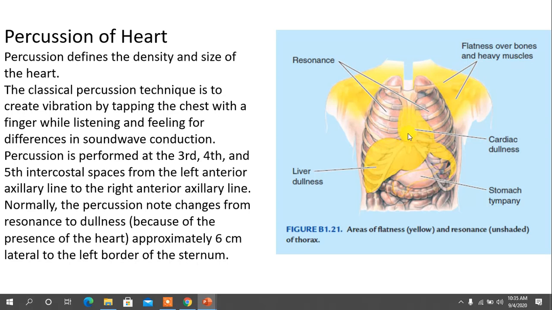The normal percussion note changes from resonance to dullness because of the presence of the heart, approximately 6 centimeters lateral to the left border of the sternum, here 6 centimeters from the border of the sternum. So the heart can be percussed, but this is not most commonly used nowadays.